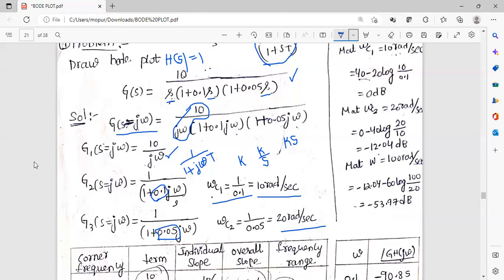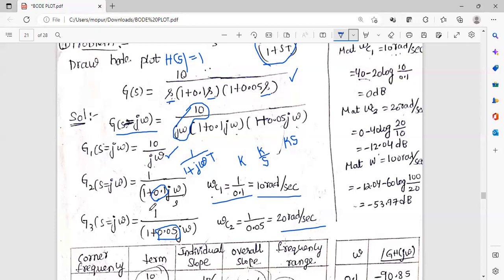For the first component, there will not be any corner frequency. Why? Because it is 1 by s. For 1 by s, what is the slope? The component 1 by s constitutes a Bode magnitude plot of a straight line with minus 20 dB per decade. Now we have completed till here.